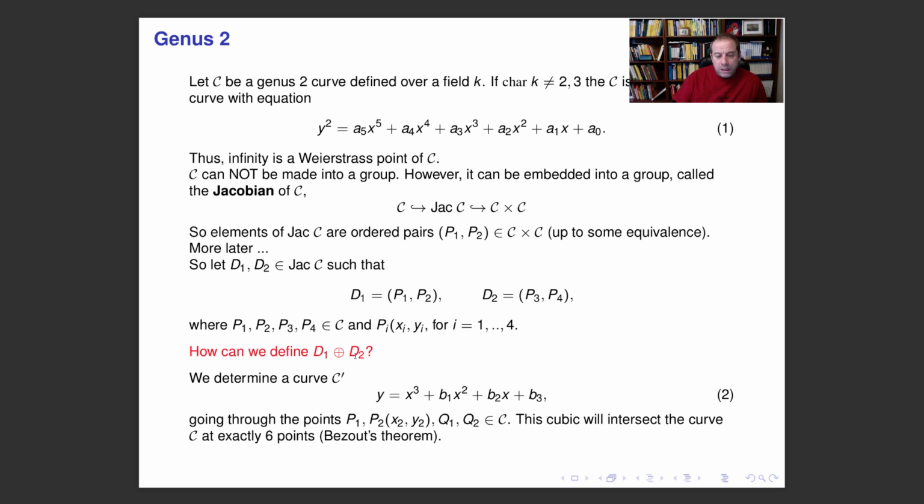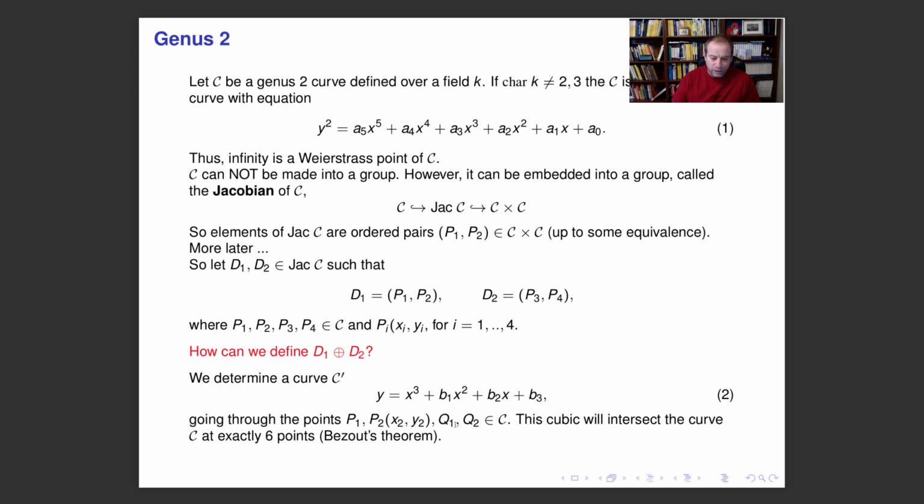So what does that mean? It means that, given these 4 points which determine these two divisors, I have to find this new divisor, d1 plus d2, which will correspond to another pair of points, let's just say p5 and p6. So how do we do it? We determine a curve given by this equation, going through these points p1, p2, p3, and p4.